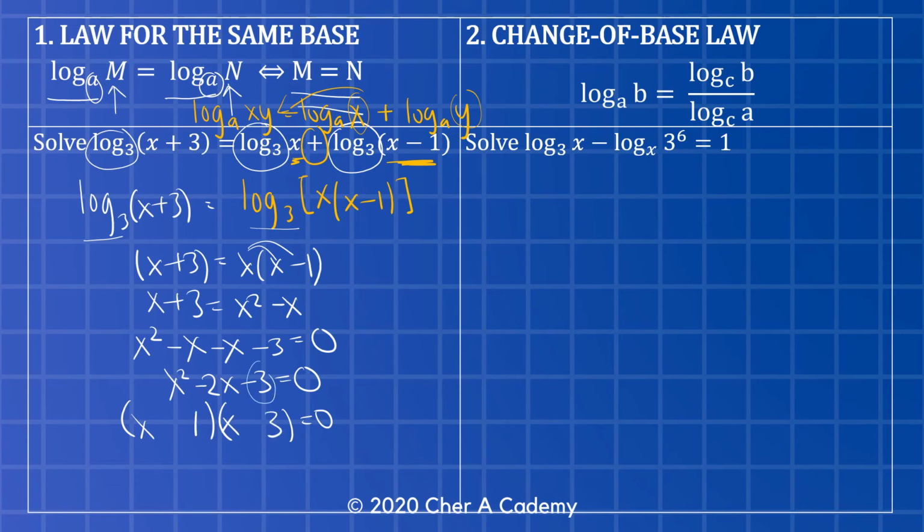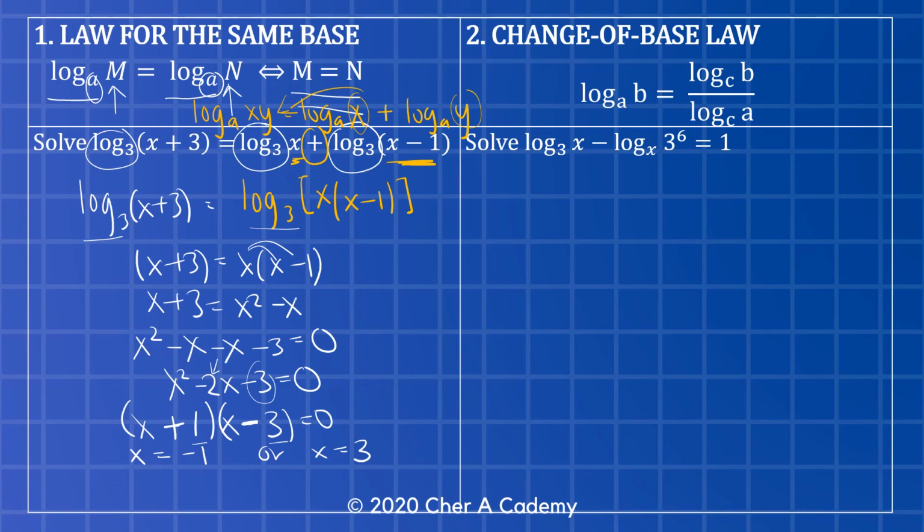3 can be factorized to 1 and 3. Okay, I'm going to put the minus sign at 3 and the plus sign at 1 so that it can give me negative 2x here. So my x is equal to negative 1 or my x is equal to 3. I have two answers here, so I have to be careful.